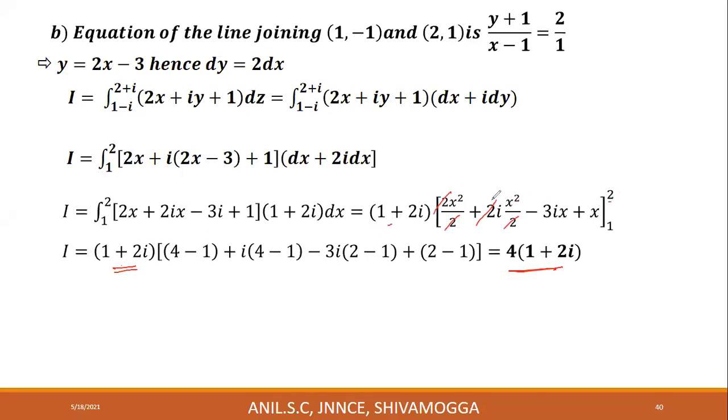Apply upper limit, you get 2 square 4 minus lower limit 1 square 1, plus i into upper limit 2 square 4 minus lower limit 1 square 1, minus 3i into upper limit 2 minus lower limit 1, plus x upper limit 2 minus lower limit 1. This will be equal to 1 plus 2i into 4, or 4 into 1 plus 2i.